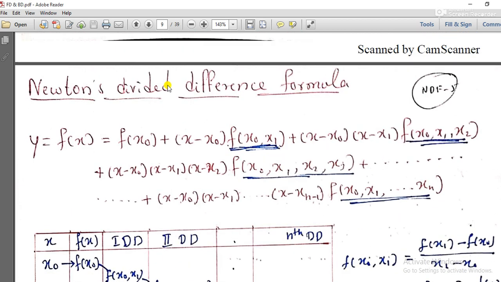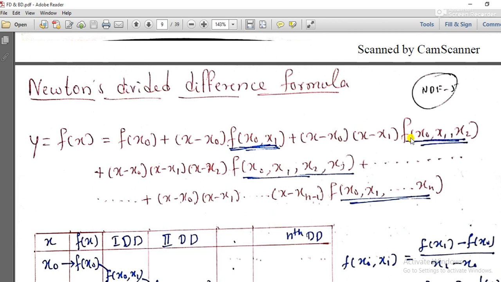That is Newton's divided difference, which means DD: first DD, second DD, where DD means divided difference. So what is the formula? y is equal to f of x, which is equal to f of x naught plus (x minus x naught) into f of x naught comma x1, plus (x minus x naught) into (x minus x1) into f of x naught comma x1 comma x2.